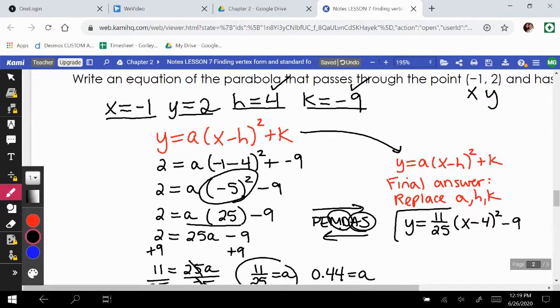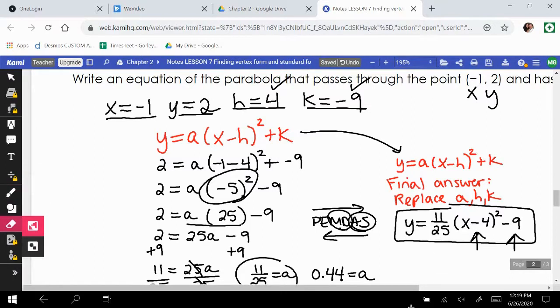And I love vertex form because I can clearly see the vertical shrink, right? It's a number less than 1. I can see the right 4 down 9. Okay, so my vertex here would have been at 4, -9, which is what we started with. All right.